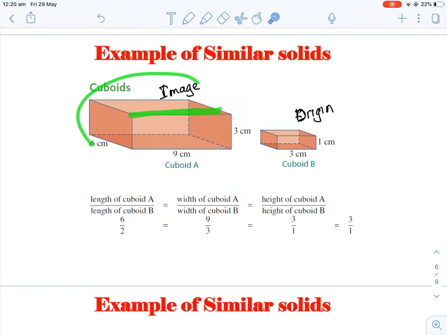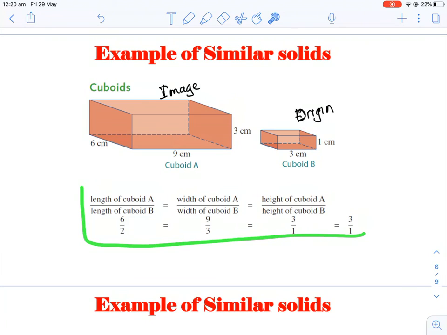To know if these 2 are similar or not, we're going to get the ratio of the length, the ratio of the width, and the ratio of the height, to see if they are exactly the same or not. I did it, and I found they are exactly the same. They all equal 3. So these 2 are similar figures.